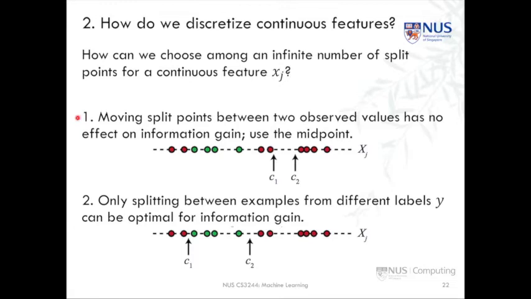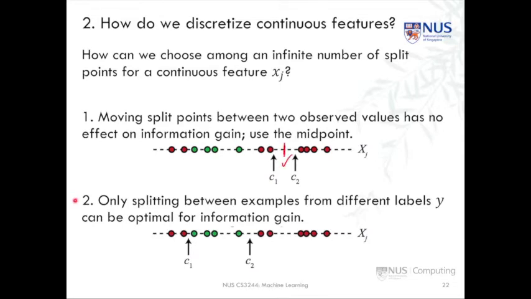It's clear that one part of the problem is solved by understanding that moving the split point between two observed values usually has no effect on the information gain. So whether I choose C1 or C2, which are both between this red point and this red point on this one-dimensional part for xj, won't help change what we want to do. So we can just choose the midpoint between these two for best generalization.